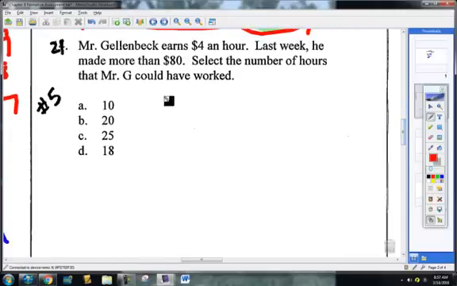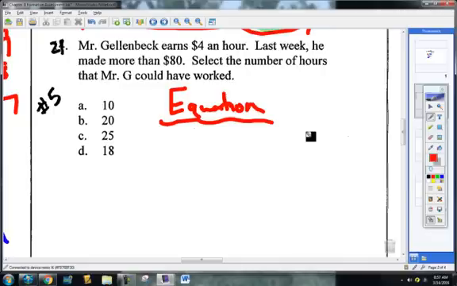Okay. Mr. Gellenbeck earned $4 an hour. Last week he made more than $80. Select the number of hours that Mr. G could have worked. Really, I wanted you to write an equation here. How many of you wrote an equation? If you didn't, do it now, because it's pretty easy.